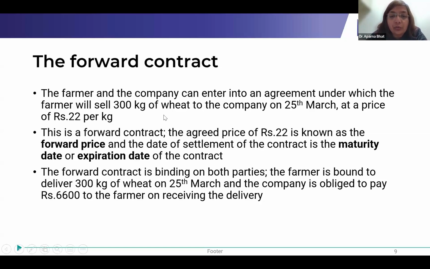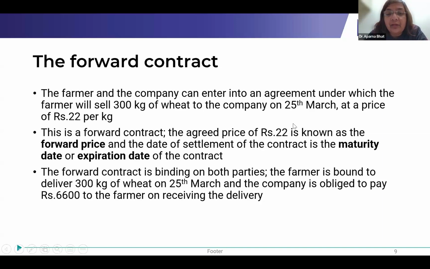See, when is the farmer going to sell the wheat? Not today. Today we are in November. So the buying and selling will happen on 25th of March. So it will happen on some future date, and the future date is mentioned in the contract. And how much quantity? 300 kilos. So the quantity is also mentioned in the contract. And what is the price? They are agreeing upon a price of 22 rupees per kilo. So in this contract, the buyer and the seller are agreeing to buy and sell the underlying asset. Here the underlying asset is wheat.